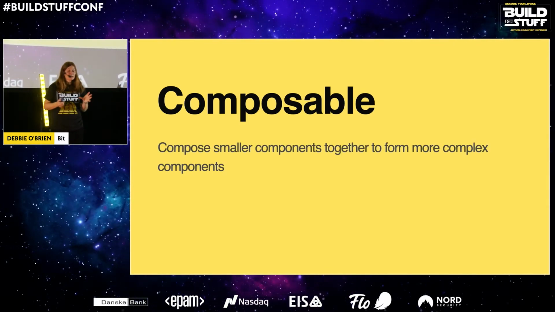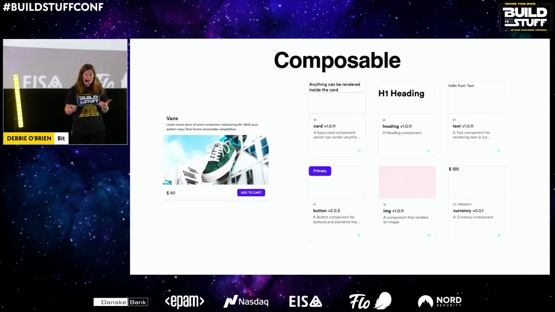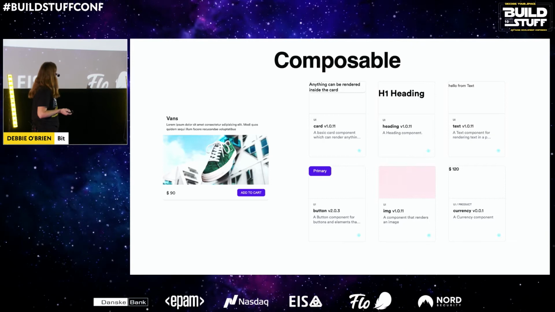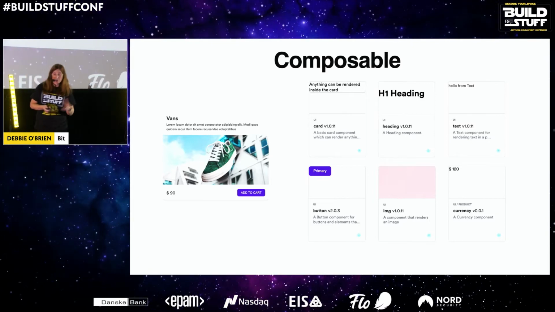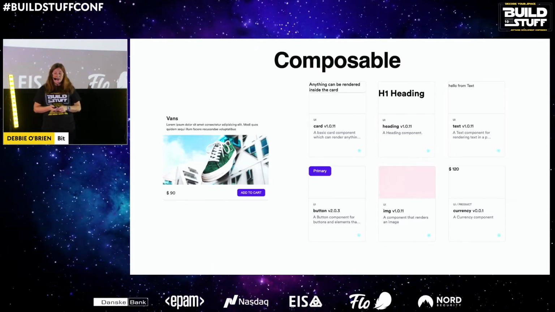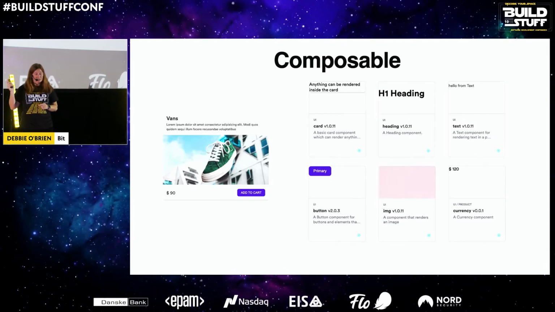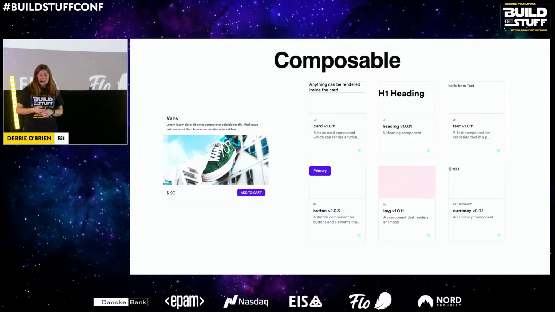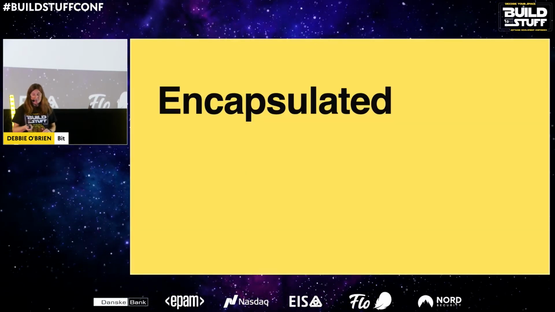So you want your components to be composable. So you want to compose smaller components together to form more complex components, such as the product card that I showed you earlier, which is built up of these 6 components. 6 components make up this one product card, and they are all completely independent and completely deployed and versioned independently. And you could add more if you want to extend that product card. You can add more components to it.